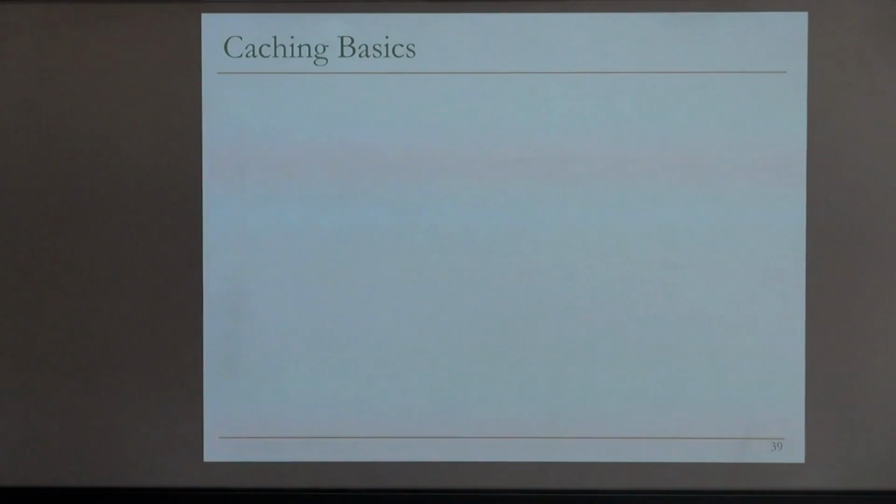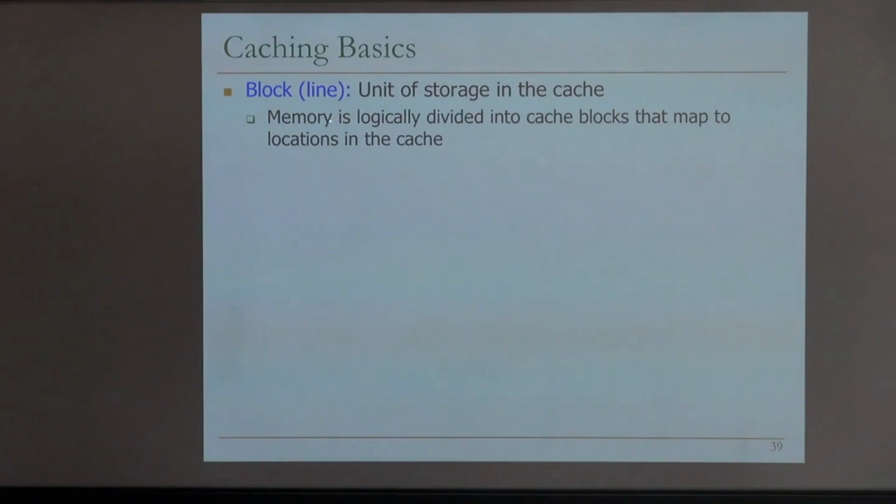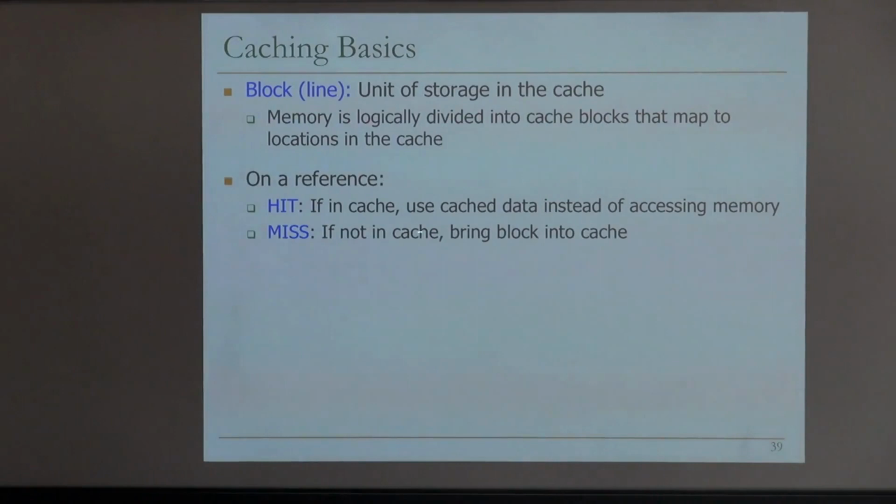So I assume you know what a block is. That's the unit of storage in the cache. And as I said, memory is logically divided into cache blocks that map to locations in the cache. On a reference, you may get a hit or miss. Hit means the data that you're accessing is in the cache and you don't access memory. Miss means it's not in the cache, you bring the block into the cache. You may have to kick something else out to do it.